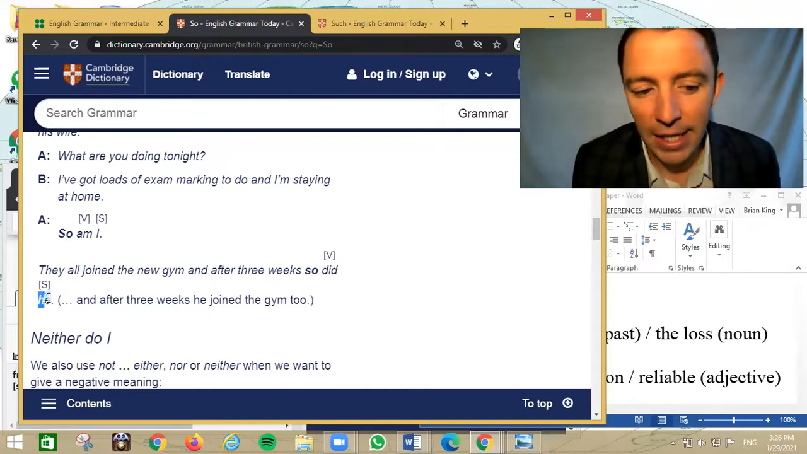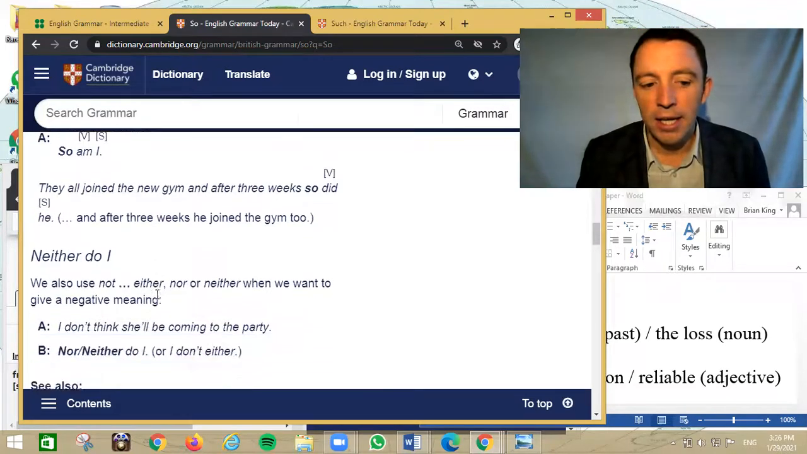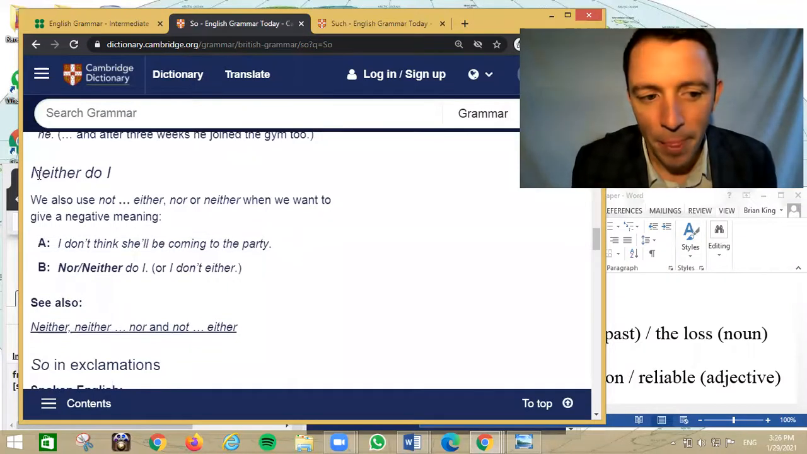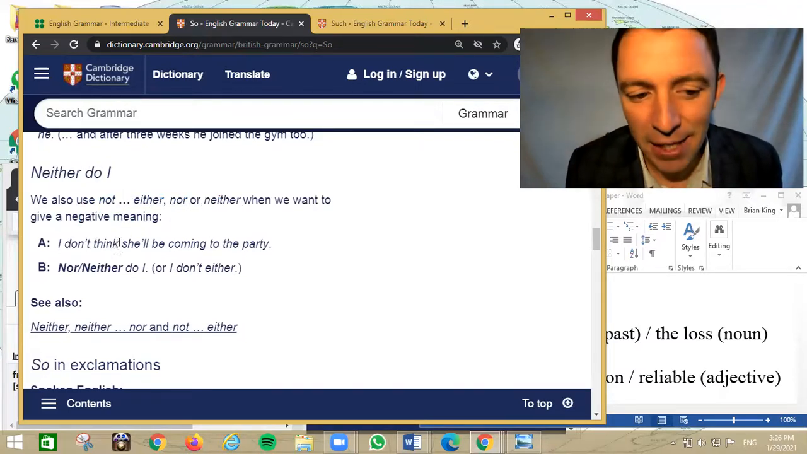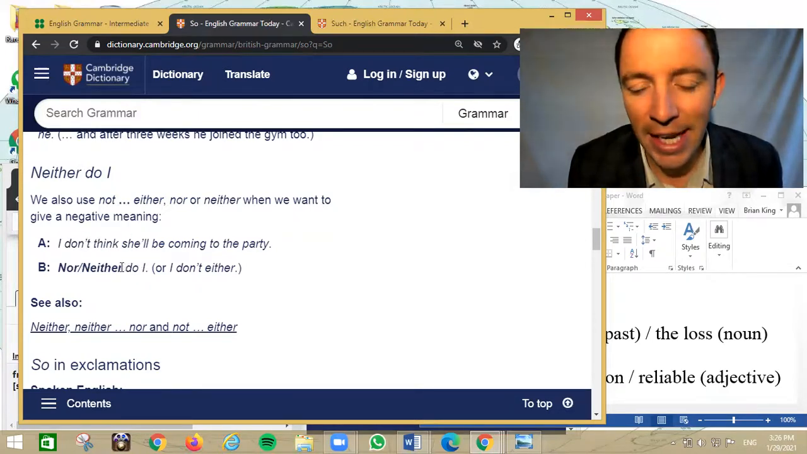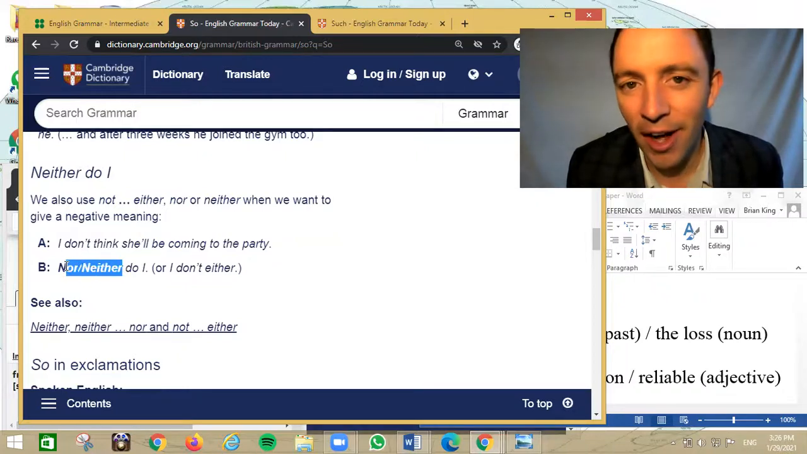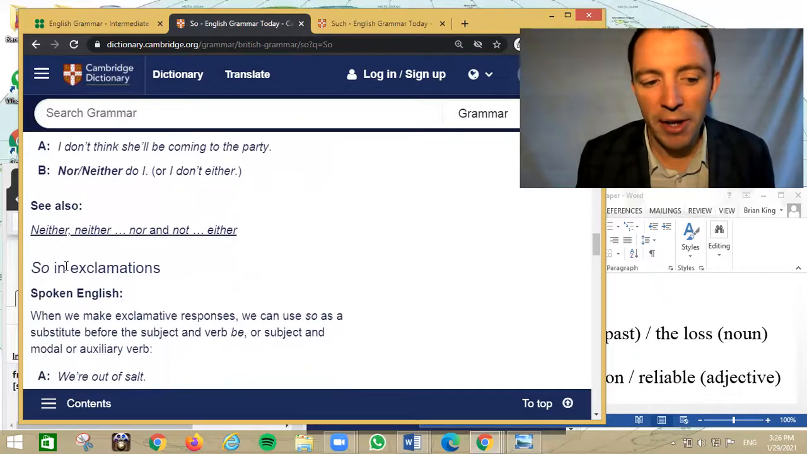Okay, neither do I in the negative, not or either or nor and neither when we want to give a negative. So the example, I don't think, the verb is think. In the negative, she will be coming to the party, neither do I. So it's the substitution for I don't think she will be coming. And in the negative, it's possible, nor do I or neither do I. Similar to tampoco. Okay, so very important.